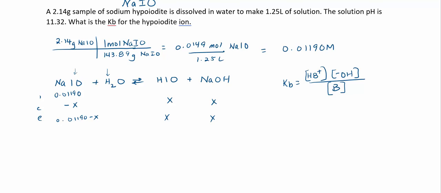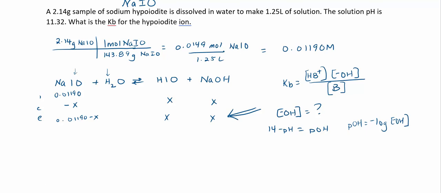Now I'm told that the solution pH is 11.32. I need to use that because that's actually going to tell me this value here. There are a couple of different ways you can go about solving for the concentration of the hydroxide ion, because that's really what we're looking for here. So how do I get hydroxide ion from pH? Well, you could take 14 minus the pH and get the pOH and calculate the hydroxide ion from there, because the pOH is equal to the negative log of the concentration of the hydroxide ion. You could do it that way. That's probably the most direct way.